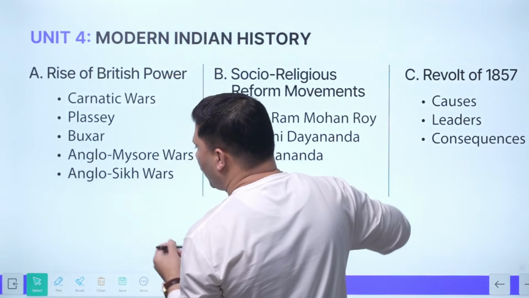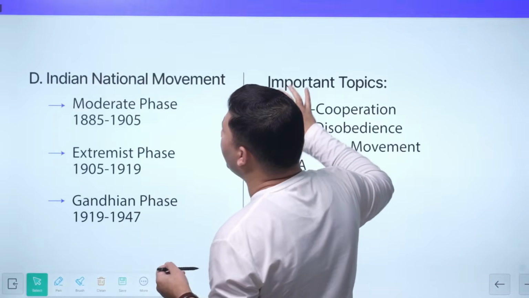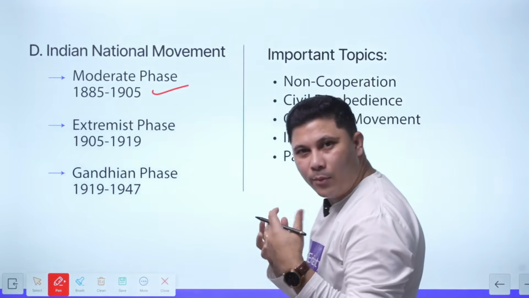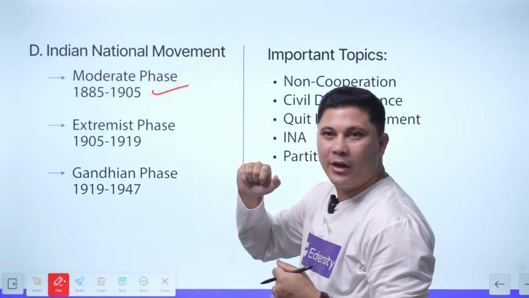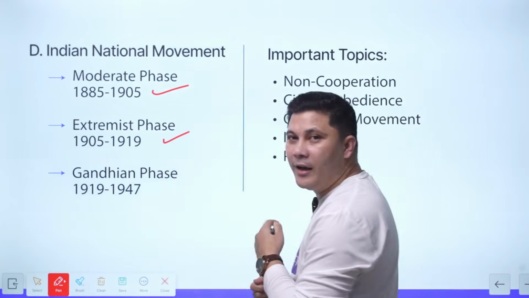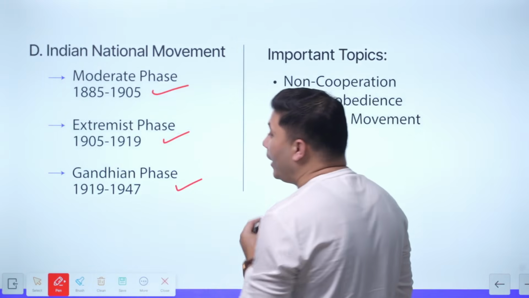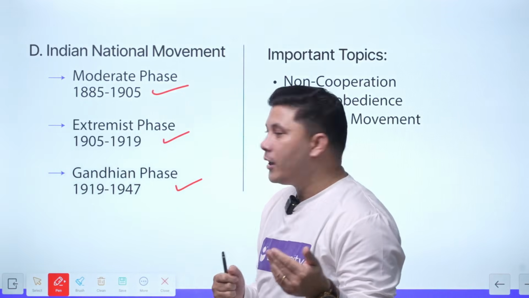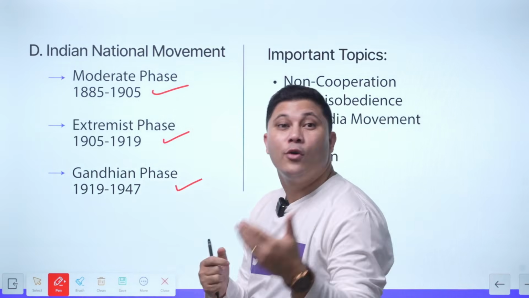Going forward, you have to study the Indian national movement. In the Indian national movement, the moderate phase: how was the moderate phase from 1885 to 1905? How was the extremist phase? How was the Gandhian phase from 1919 to 1947? What happened? In just around 30 years we got independence.